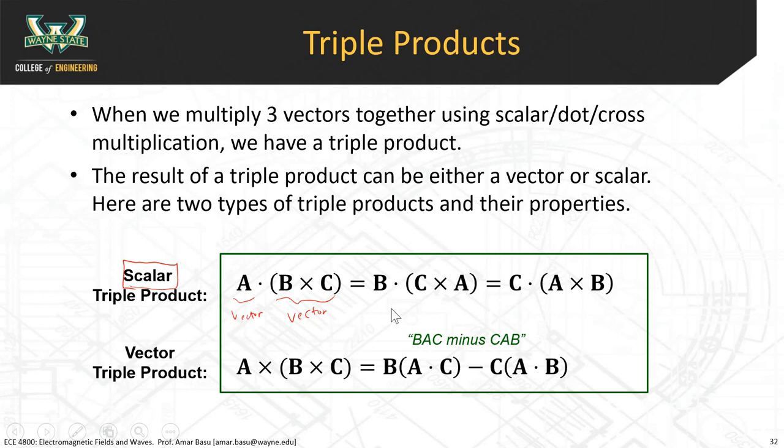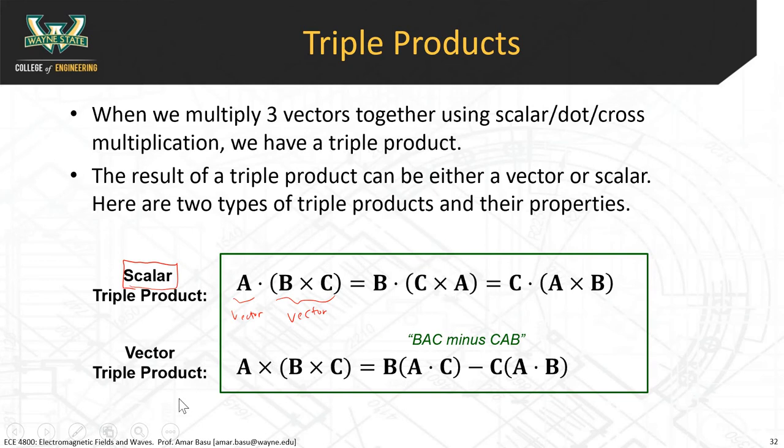All right. And there's some commutative properties here that you can look at. So this is also equal to B dot C cross A, and this is also equal to C dot A cross B. All right, so we're not gonna go into the derivations of all those, just remember those.